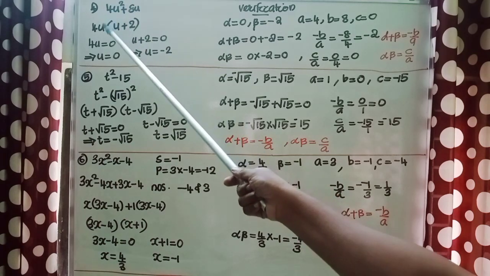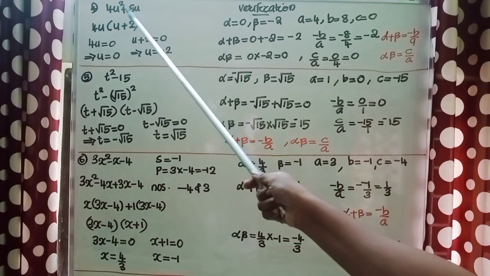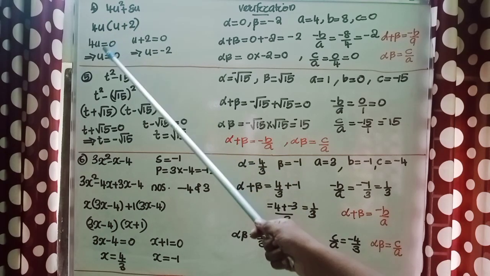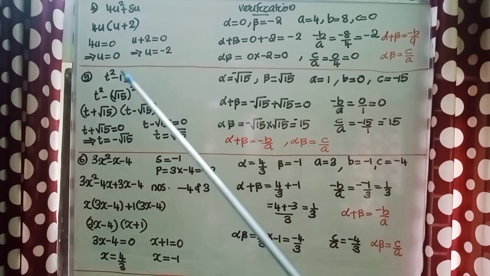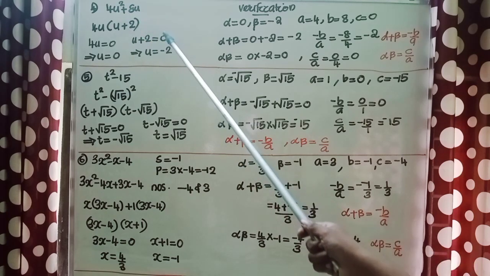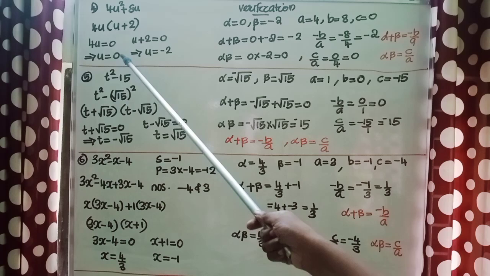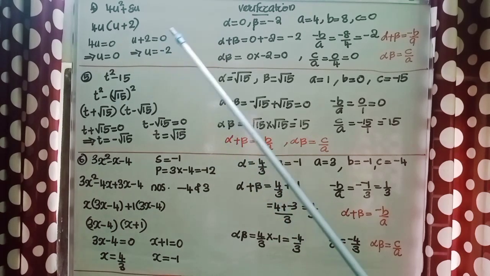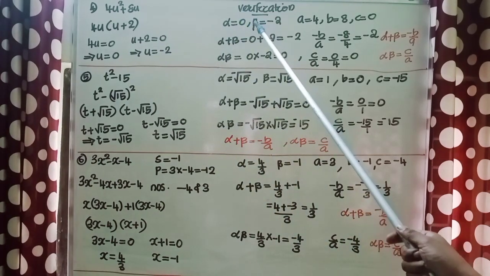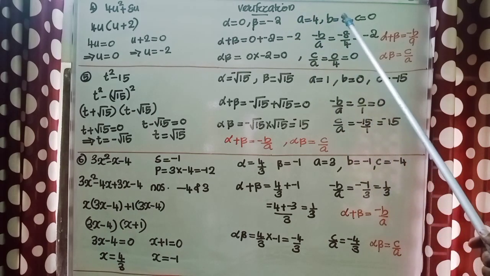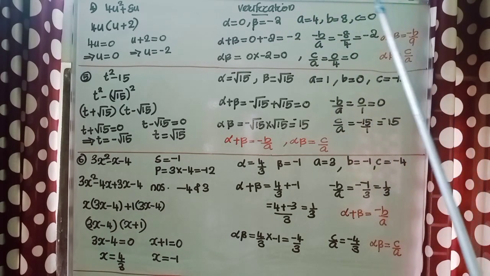We are taking 4u outside, then we are getting 4u into u plus 2. Then 4u equal to 0 implies u equal to 0. U plus 2 equal to 0 implies u equal to minus 2. So we got two zeros, 0 and minus 2. So alpha equal to 0 and beta equal to minus 2. Here a equal to 4, b equal to 8, c equal to 0.